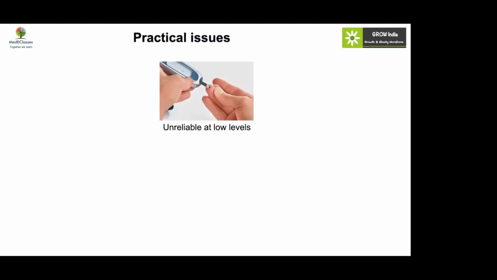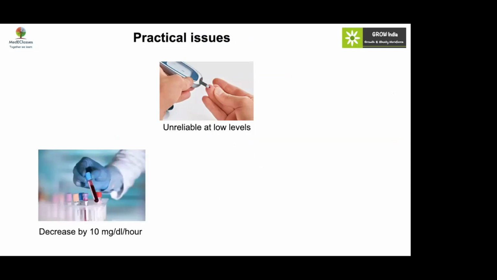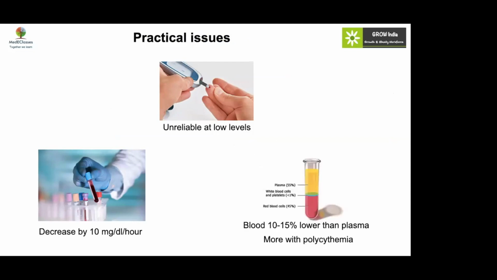A few things to remember: glucose readings, particularly from glucometers, are unreliable at lower levels. They are meant for diabetes. If you keep the sample within your lab, the levels will fall by around 10 milligram per dl every hour. So don't use a stored sample, as it will give you a lower value, particularly in newborns because they tend to have polycythemia. The cells will eat up all the glucose in that regard.